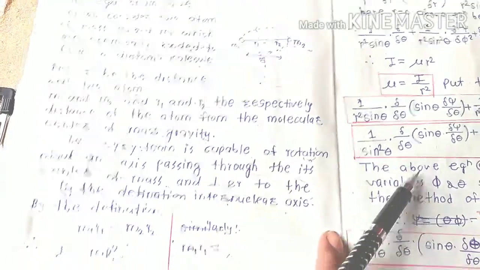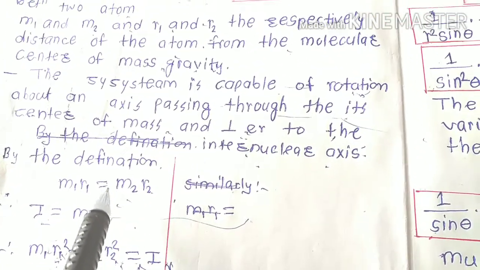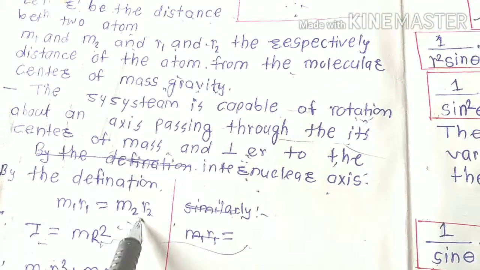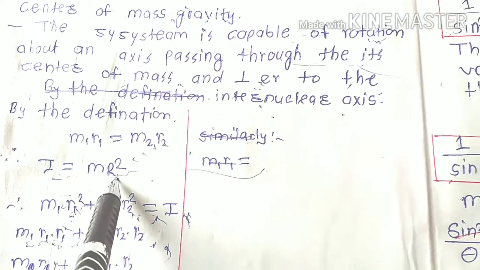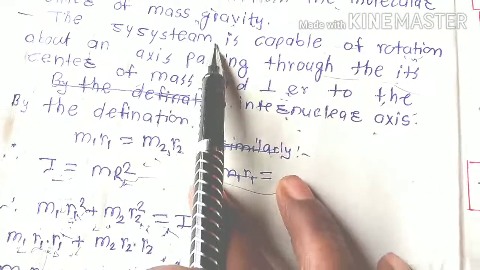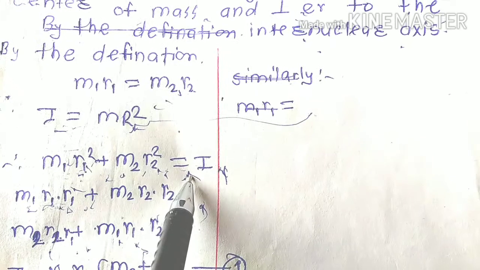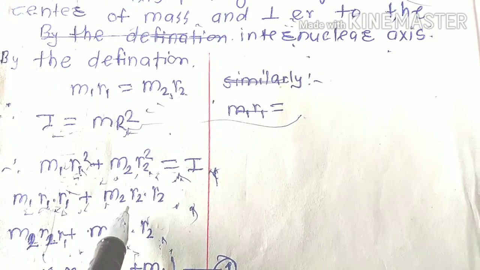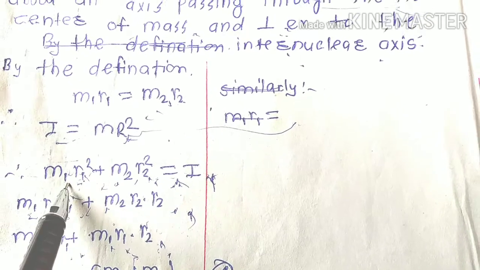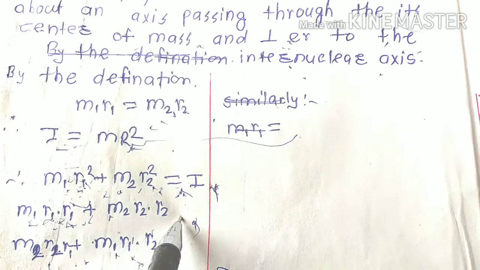By the definition of moment of inertia, we have m1 r1 equals m2 r2, and the moment of inertia I equals m r square. So we can write the equation in the form m1 r1 square plus m2 r2 square equals I, that is the moment of inertia. We write r1 square as r1 into r1 and r2 square as r2 into r2.